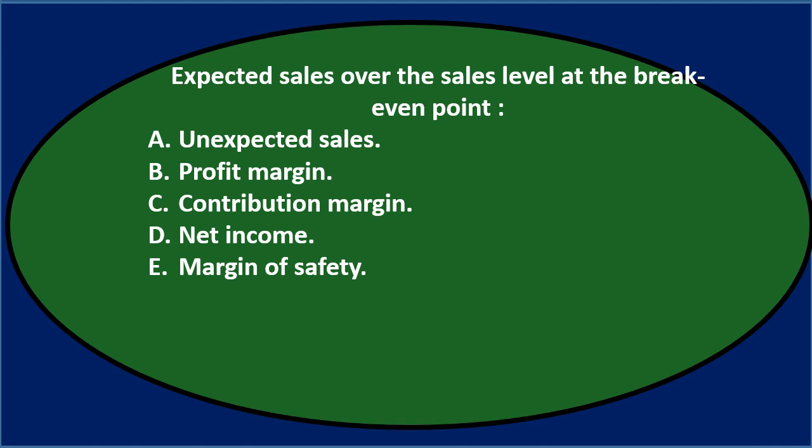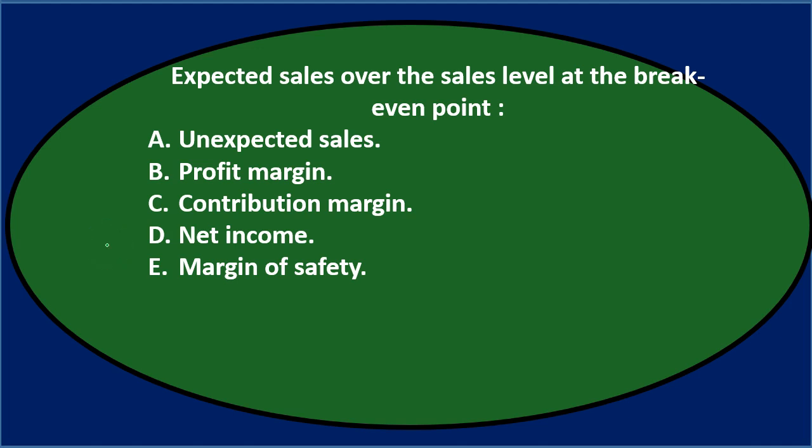First question: expected sales over the sales level at the break-even point. A, unexpected sales. B, profit margin. C, contribution margin. D, net income. Or E, margin of safety. Let's read that again and go through the process of elimination. Expected sales over the sales level at the break-even point.